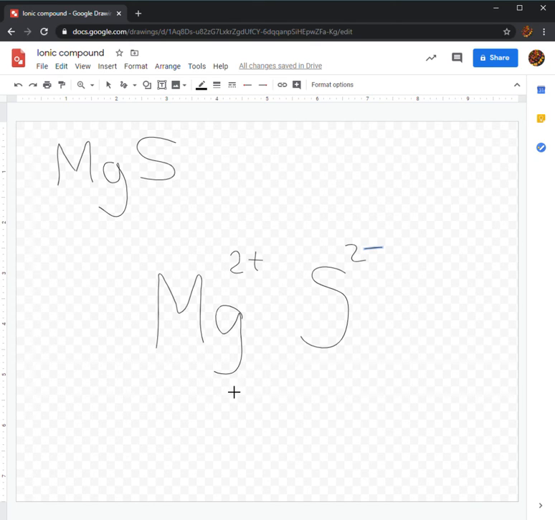Because the magnesium here is positive, I'm going to write down that this is a cation. Cations are positive. And then the negative one, a negative ion, is an anion. So I'm going to write anion right here.